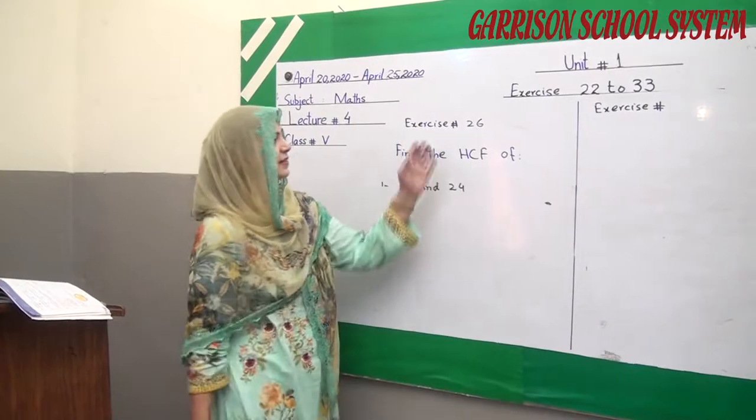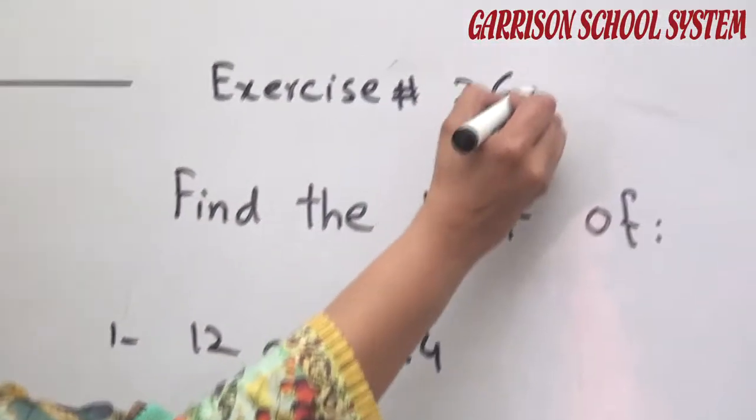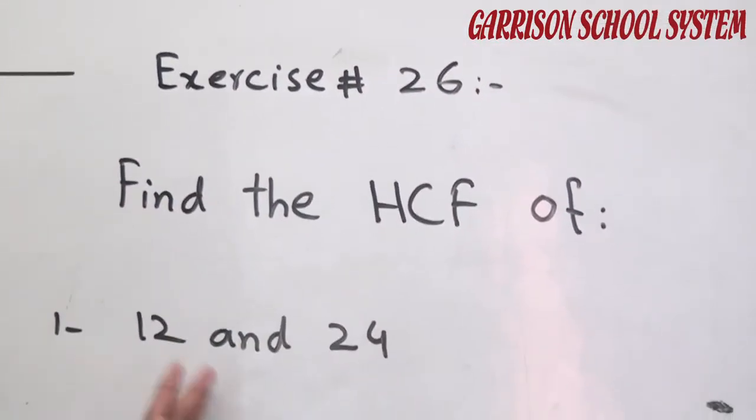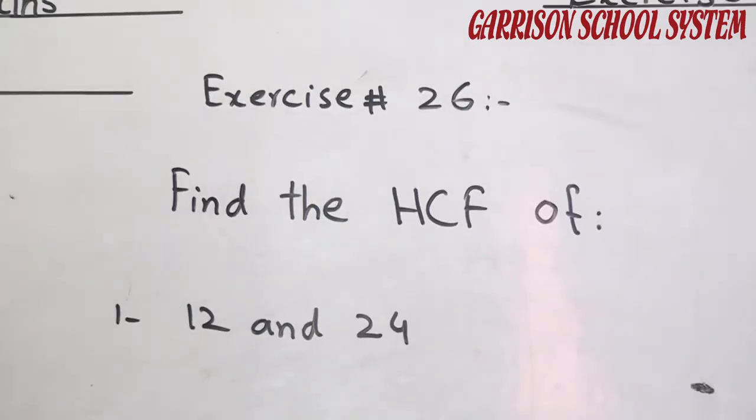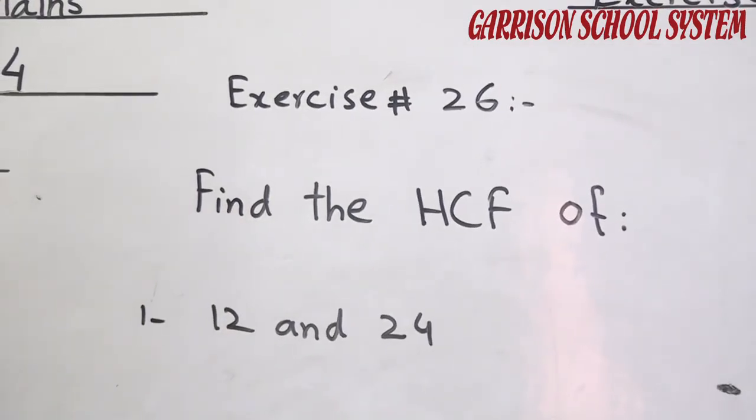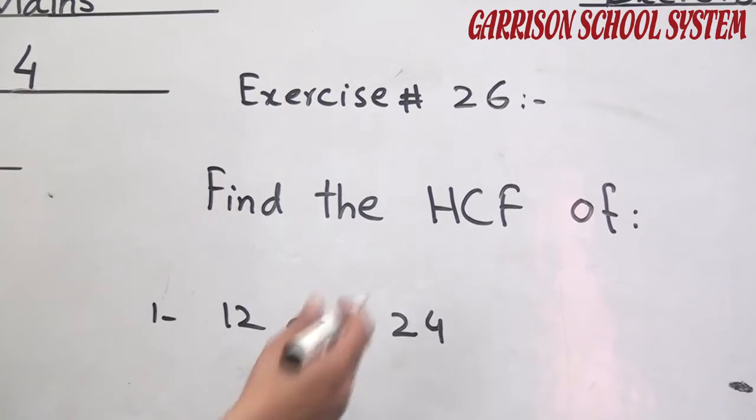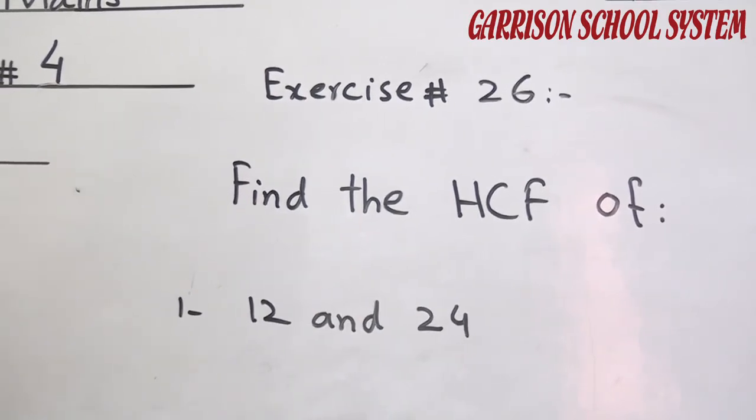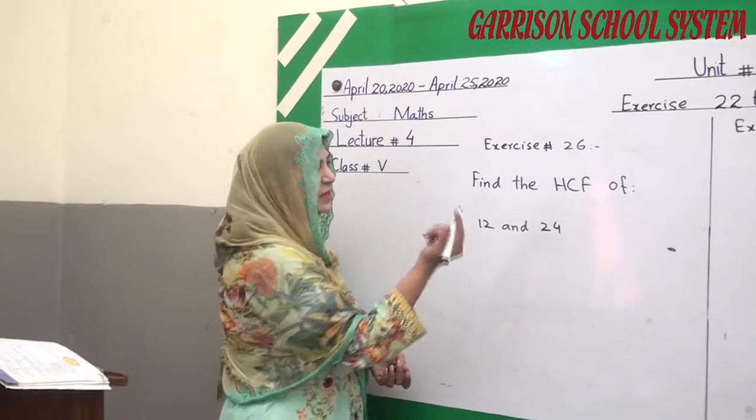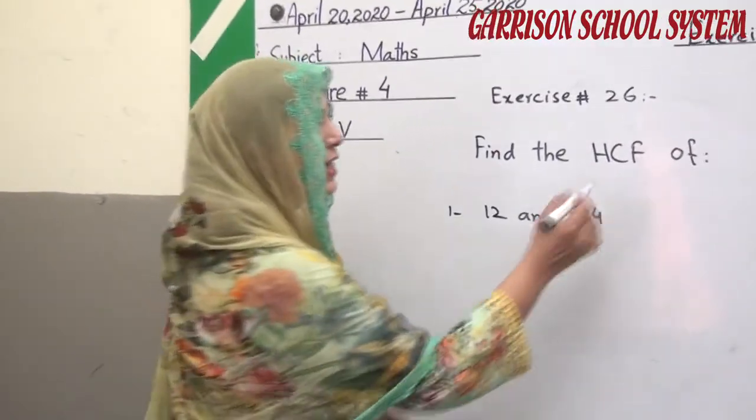Exercise number 26. Find the HCF of these numbers. So this is a different topic, so let's explain. Students, exercise number 26. Find the HCF of 12 and 24. Students, there are different ways to find the HCF, but I have told you one method. First of all, I want to tell you what is HCF.